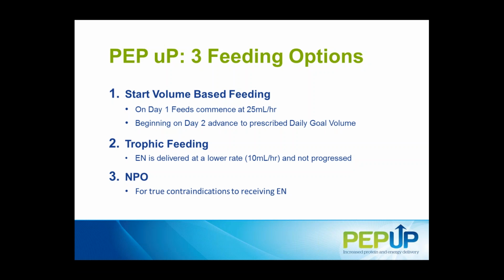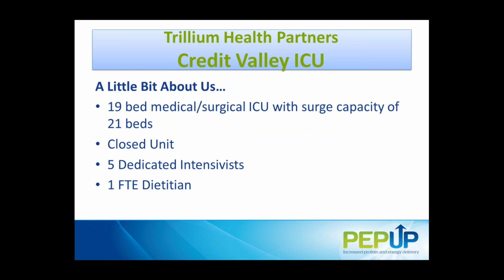The second option is trophic feeding, and this is when enteral nutrition is delivered at a lower rate, which is 10 mils an hour, and the tube feeds do not automatically progress the next day to a daily goal volume. But I kind of want to emphasize the fact that if you start someone on trophic feeding, those are the patients that you really want to follow up on, sort of every 24 hours to reassess their eligibility to move on to volume-based feeding. And then the third option is NPO for those patients who truly have contraindications to receiving enteral nutrition.